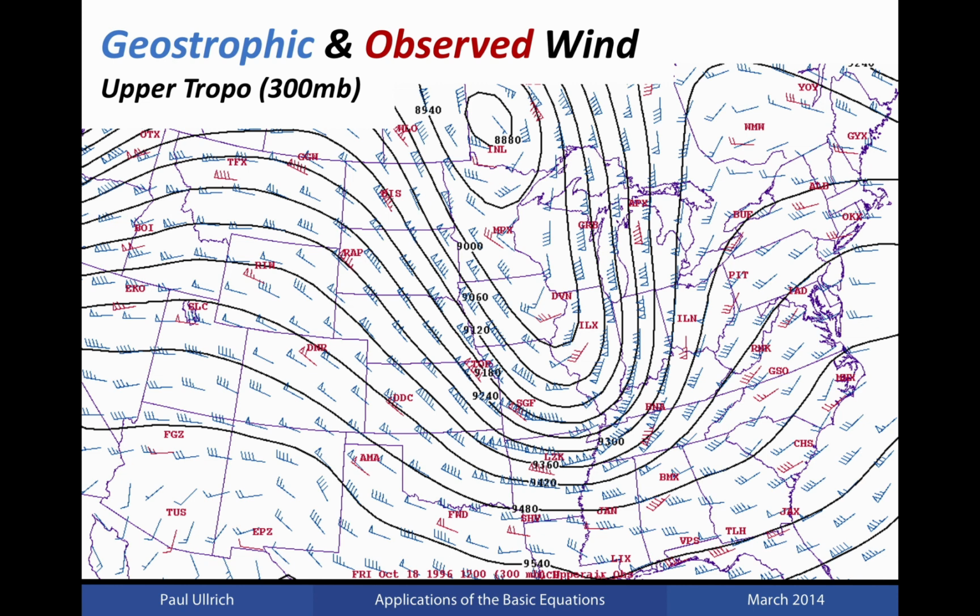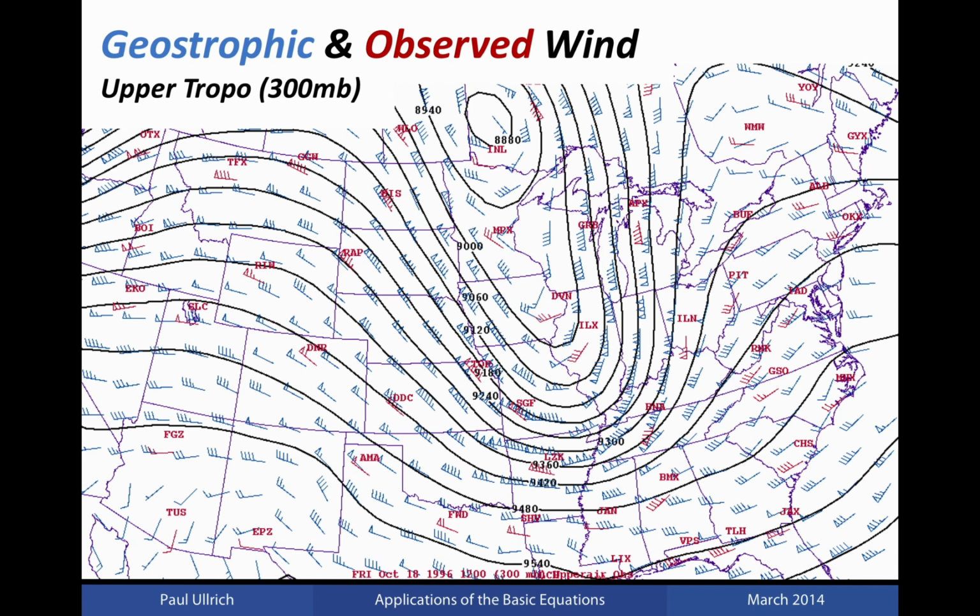There are a few other things to note here that we'll touch on later. One is that the observed wind speeds do not correspond exactly with the geostrophic wind speeds. You'll notice, for instance, in the regions where the curvature is strongest, that the geostrophic wind speed in this diagram actually overestimates the overall wind speed.